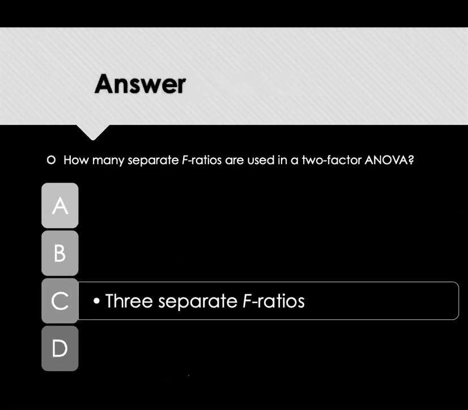Remember, in a 2-factor ANOVA, there are 2 independent variables or 2 factors. And so there's 1 F ratio for the main effects of factor 1, another F ratio for the main effects of factor 2, and a third F ratio for interaction effects.